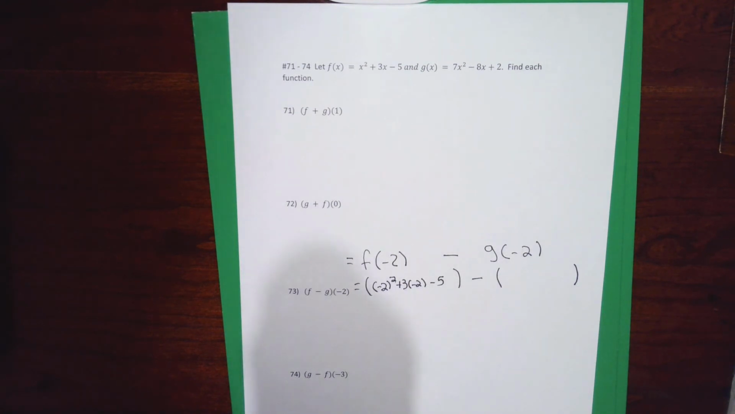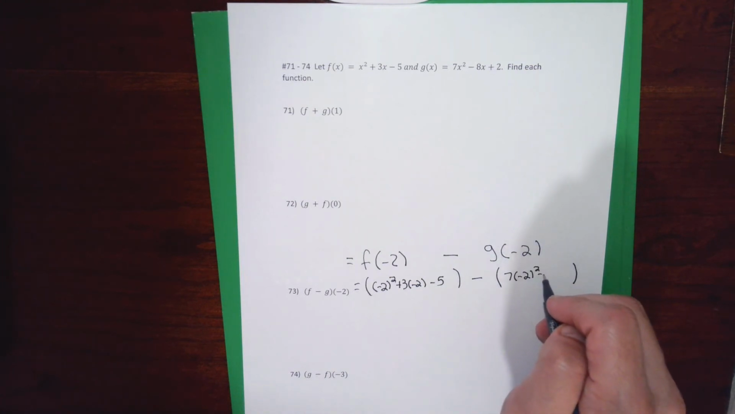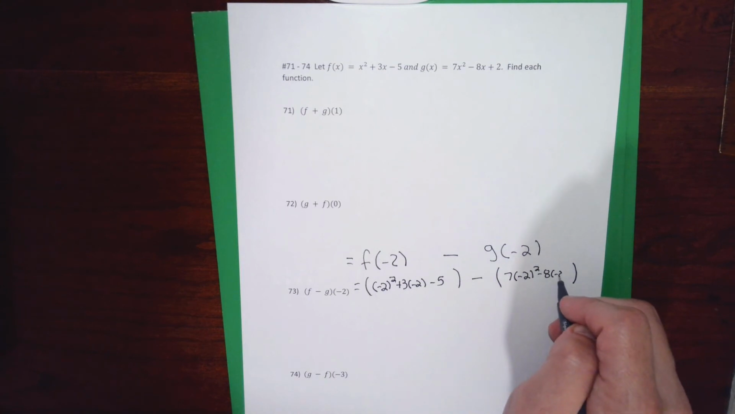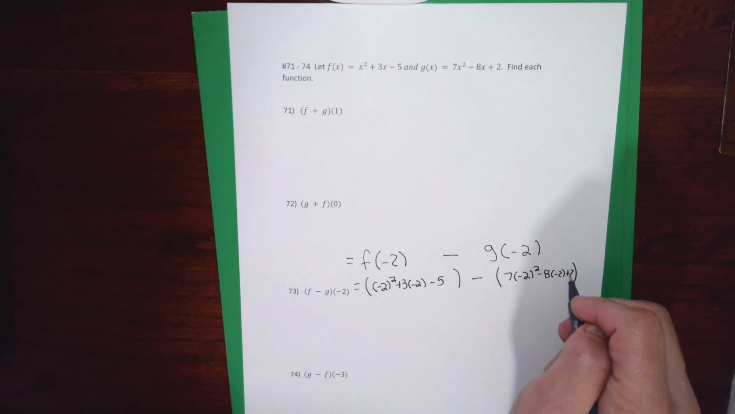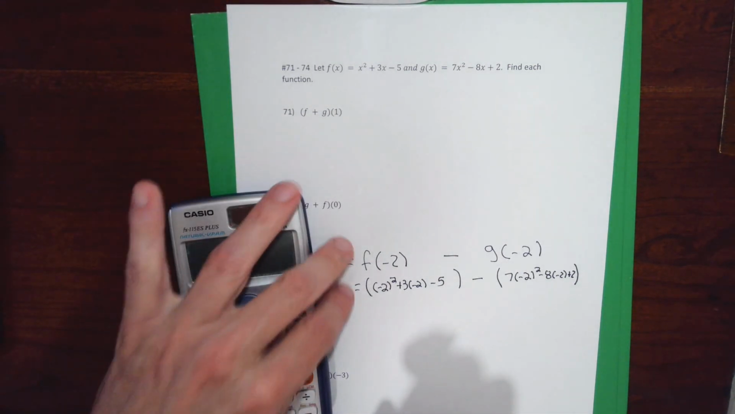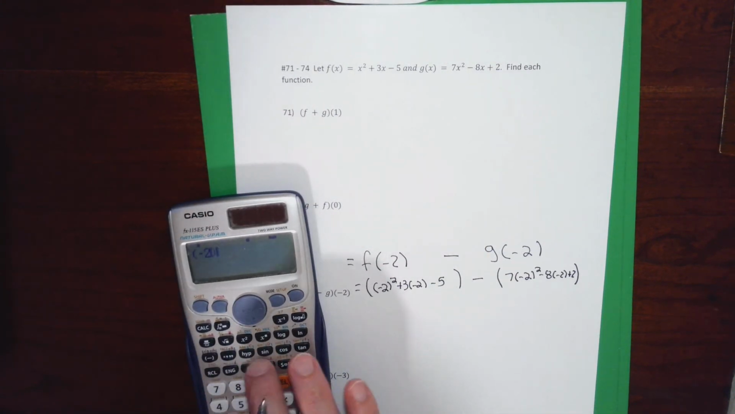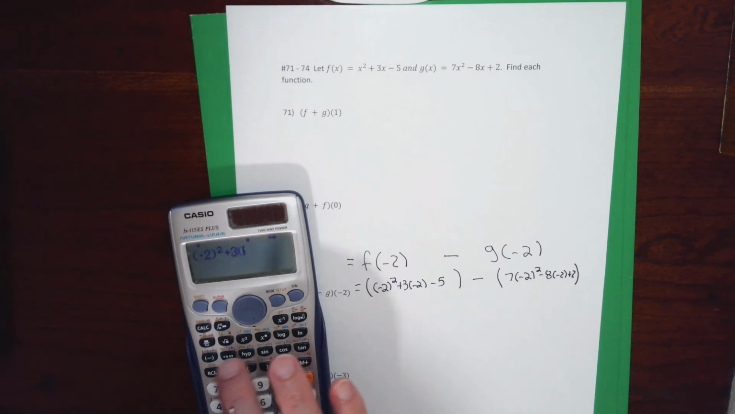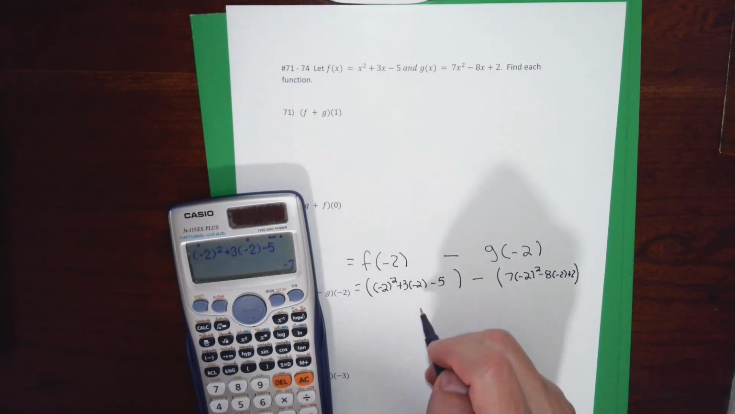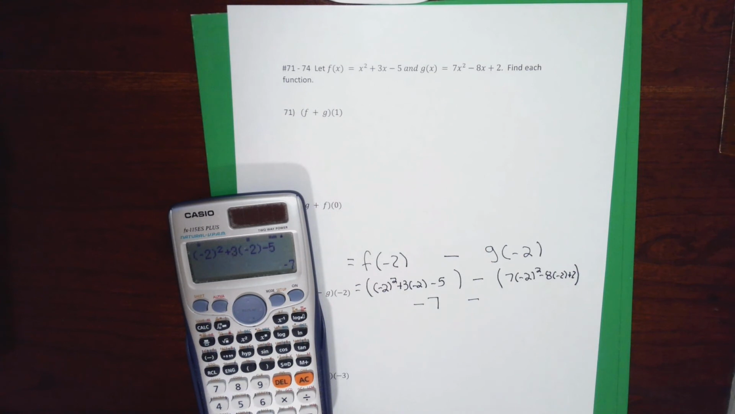In the second parentheses, I'm going to use the g function, but change the x's to negative 2. If this was a test question, I'm okay with you using your calculator for silly arithmetic like this. If you do these two steps, and your next step is just writing down numbers without showing the detailed work, I don't have any problem with that at all. My first parentheses, if I entered that right, simplifies to negative 7.